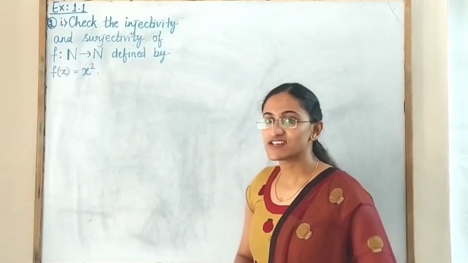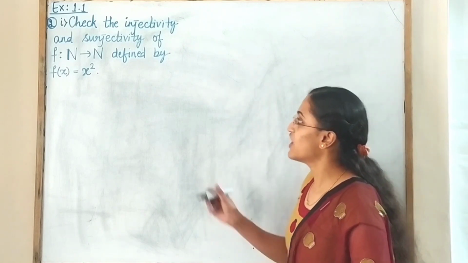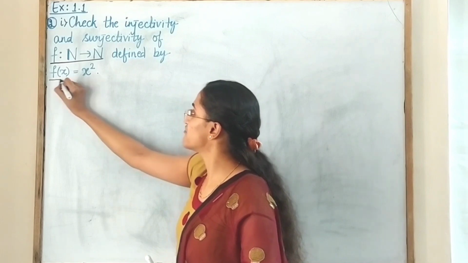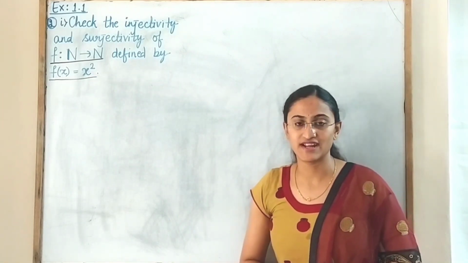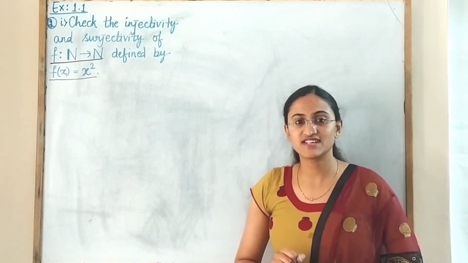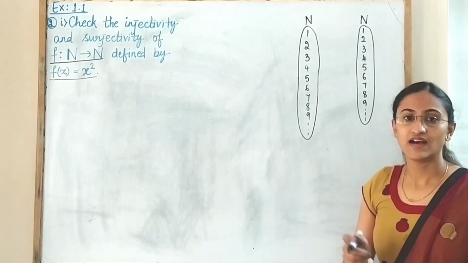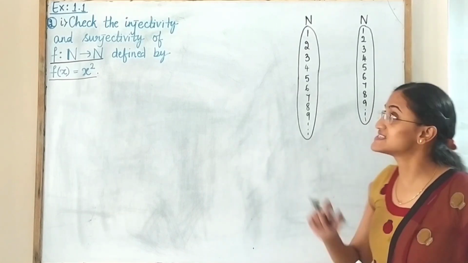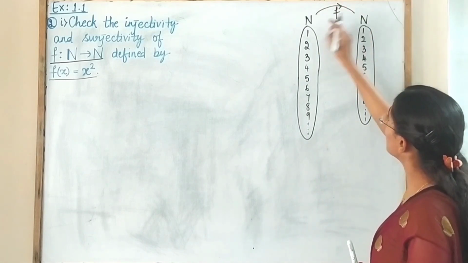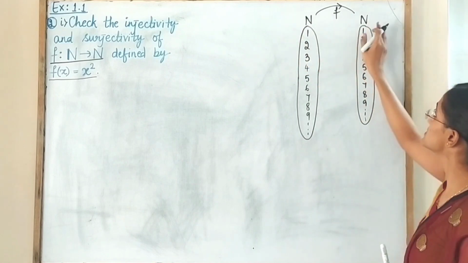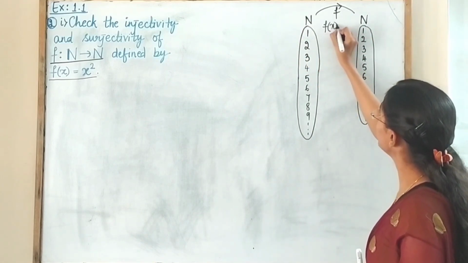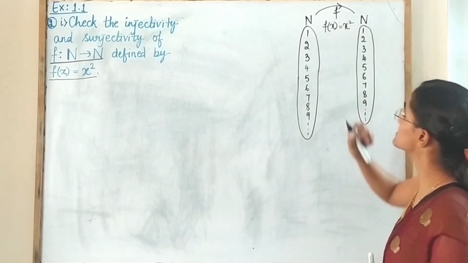Check the injectivity and surjectivity of f from N to N defined by f of x is equal to x square. Injectivity is nothing but 1-1 function. Surjectivity is nothing but onto function. I have taken the natural number set N, and the function is defined from the set of natural numbers to the set of natural numbers, and the function f is defined as f of x is equal to x square.